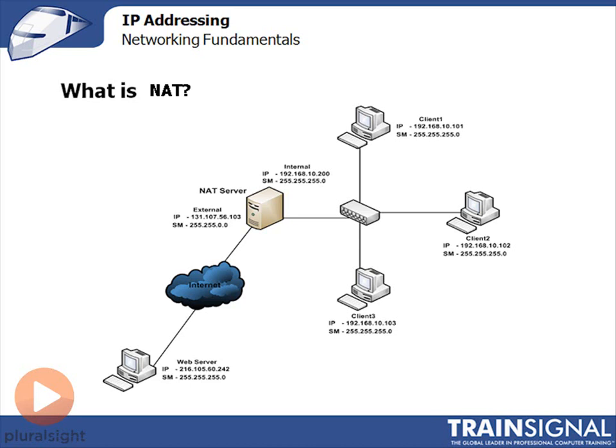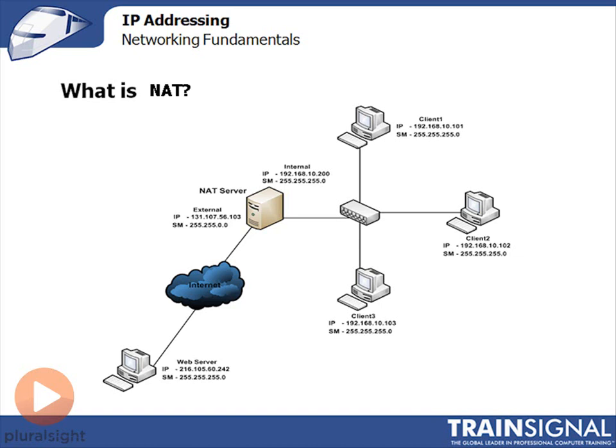And that box's whole purpose in life is to take requests from the client. So let's say client 1 wants to go out and hit a certain website. When it makes that request to go out on the internet and hit that website, it sends the request to the NAT server. Okay, so it just simply sends it to 192.168.10.200. That's all the internal client knows how to do.